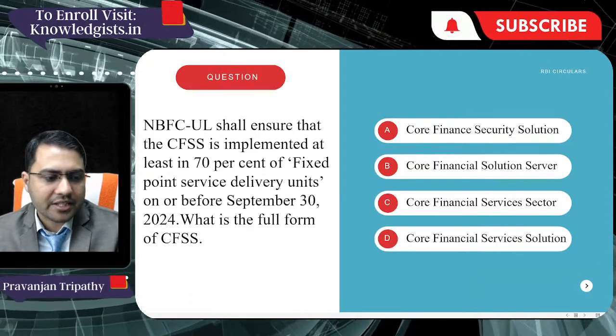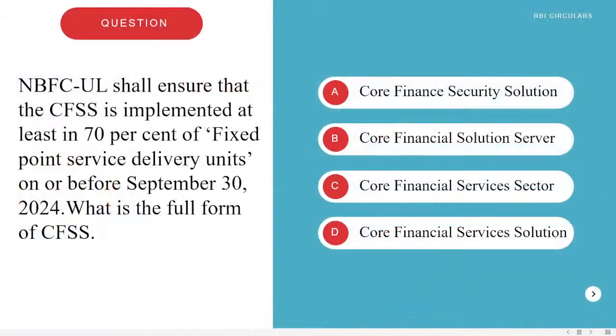Yes, so here it is on your screens. NBFC-UL, or upper layer, shall ensure that the CFSS is implemented at least at 70% of fixed point service delivery units. So what is the full form of CFSS? Core Finance Security Solution, Core Financial Solution Server, Core Financial Services Sector, Core Financial Services Solution. All of you should participate. Yes, I need all your participation.